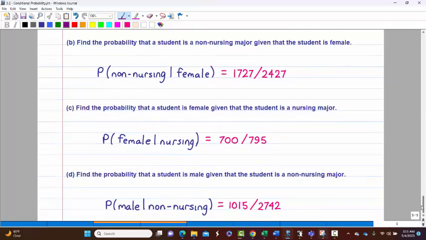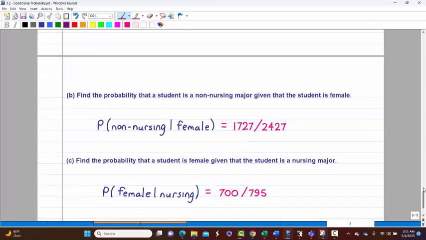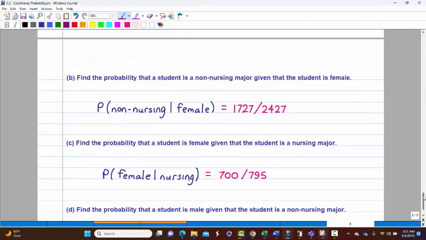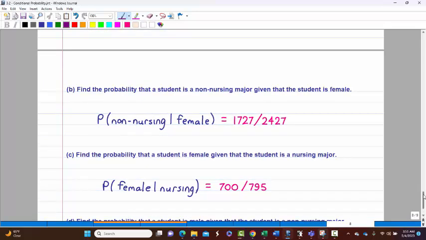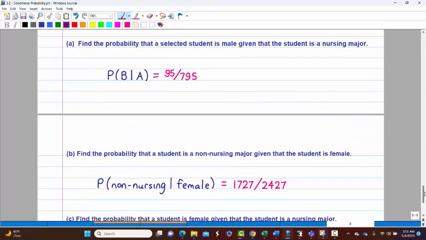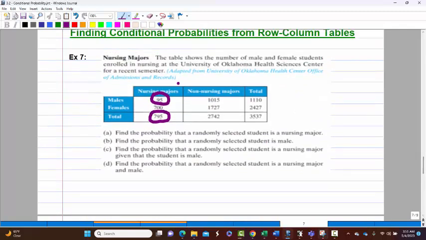Let's see. I can even take one of these other ones that I've got right here and reverse it and show you. What's the probability that a student is a non-nursing major given that they are female? Given that they are female means we're only choosing out of the females. Right there. I could change the colors, I guess, on these. I don't know if we need to or not, but there's your total, and then the non-nursing.